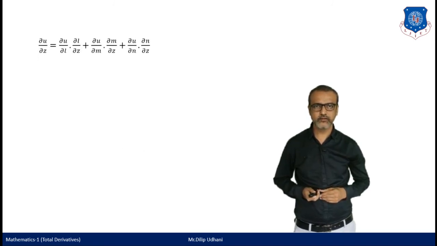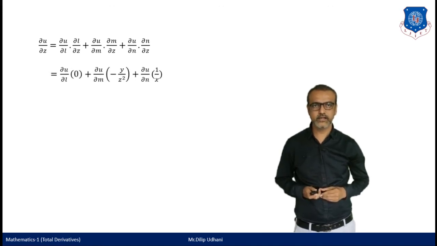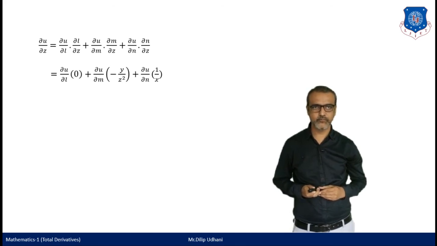Now similarly we will find ∂u/∂z, that is equal to ∂u/∂l into ∂l/∂z plus ∂u/∂m into ∂m/∂z plus ∂u/∂n into ∂n/∂z. So ∂u/∂l will be as it is, and l equals x upon y, which is a function of x and y, so the partial derivative of l with respect to z will be 0. Then ∂u/∂m will be as it is. Now ∂m/∂z, m equals y upon z, so y is constant and the derivative of 1 upon z is minus 1 upon z square. Then ∂u/∂n will be as it is.